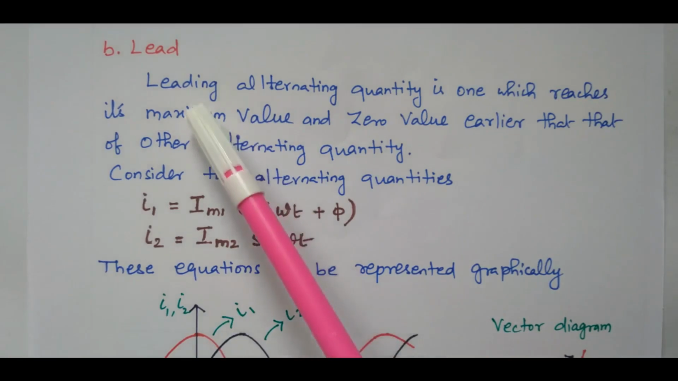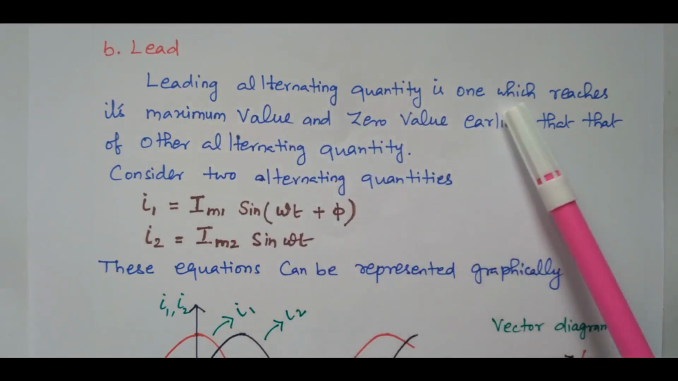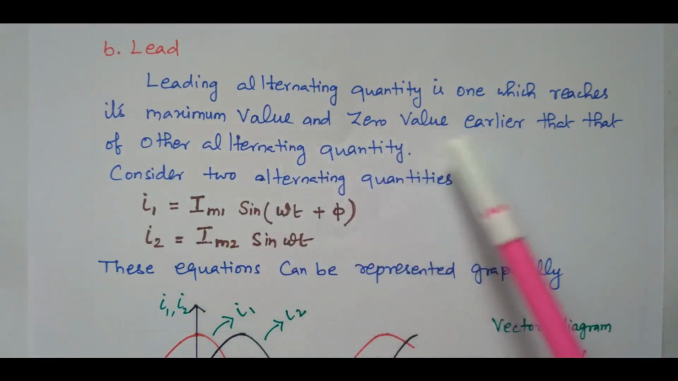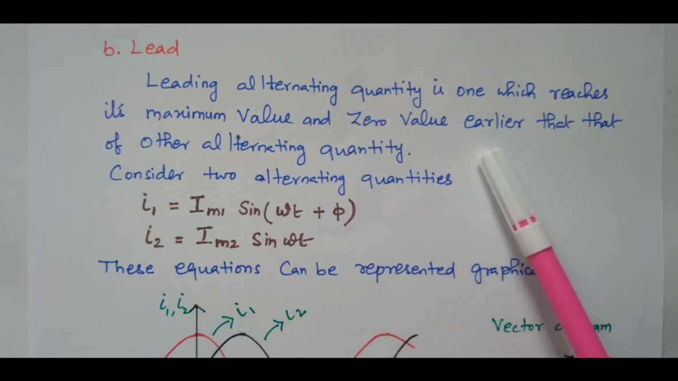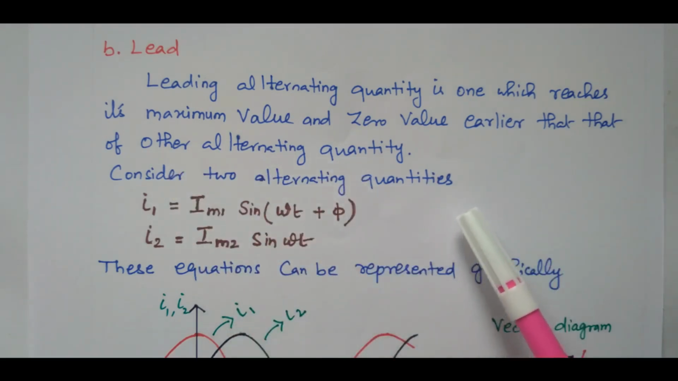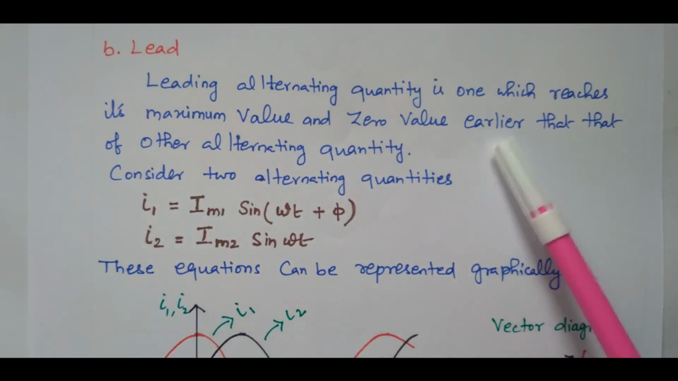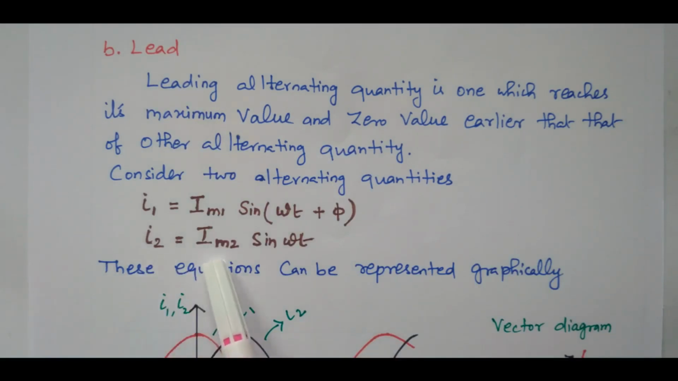Leading alternating quantity is one which reaches its maximum value and 0 value earlier. Before one quantity reaches, the other quantity reaches earlier than the other alternating quantity. In the previous case it is later, now it is earlier. So that is called leading. It is represented by the equation I2 equal to Im2 sin omega t. It starts at 0, there is no delay, but I1 equal to Im1 sin (omega t plus pi), right? So it will start earlier, plus pi. If it is minus pi it means later, but it is plus pi, so it starts earlier.